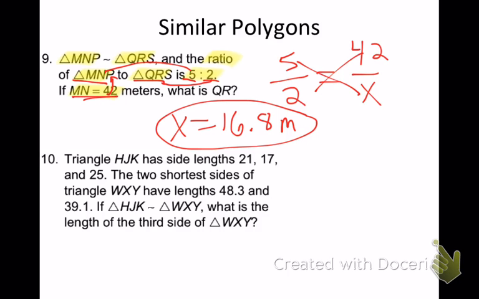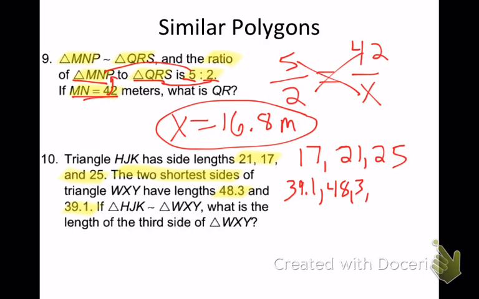Okay, now next problem, number 10. Pay attention here. Triangle HJK has side lengths 21, 17, and 25. Can we put those in order from least to greatest? Okay, so least to greatest, 17, 21, 25. Awesome. It tells me the two shortest sides of triangle WXY are 48.3 and 39.1. Those are the two shortest sides. Let's put those in order. 39.1, 48.3, x. And I need to know the longest side, right? So can I just call the third side x right now?